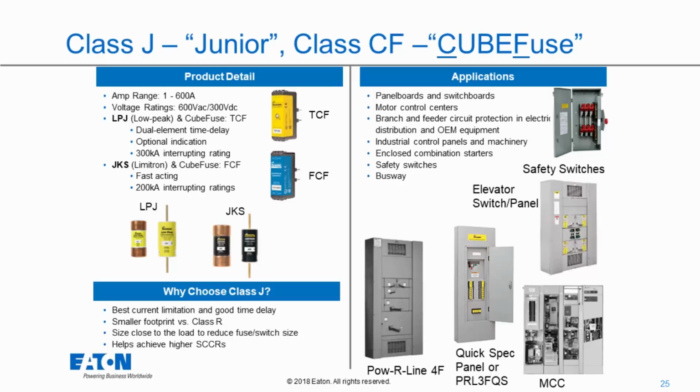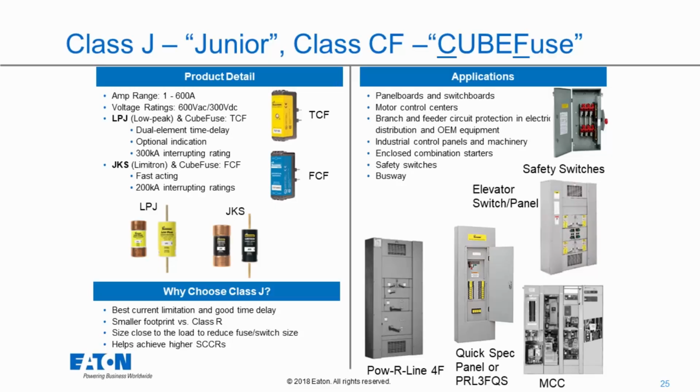So once again, a fast-acting device, and we want to make sure that it's sized properly and is sized for a particular application. And typically, it's not going to be used for anything with any kind of inrush. So why choose a Class J? It's the best current limitation and a very good time delay. Smaller footprint versus Class R. You size close to the load to reduce the fuse switch size. Once again, it helps achieve higher SCCRs.